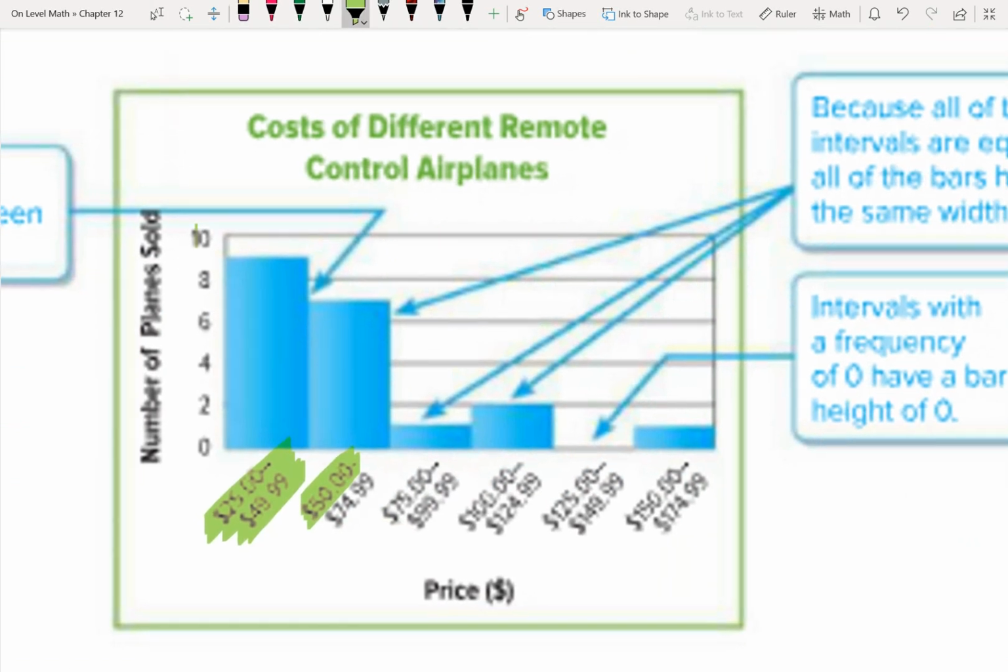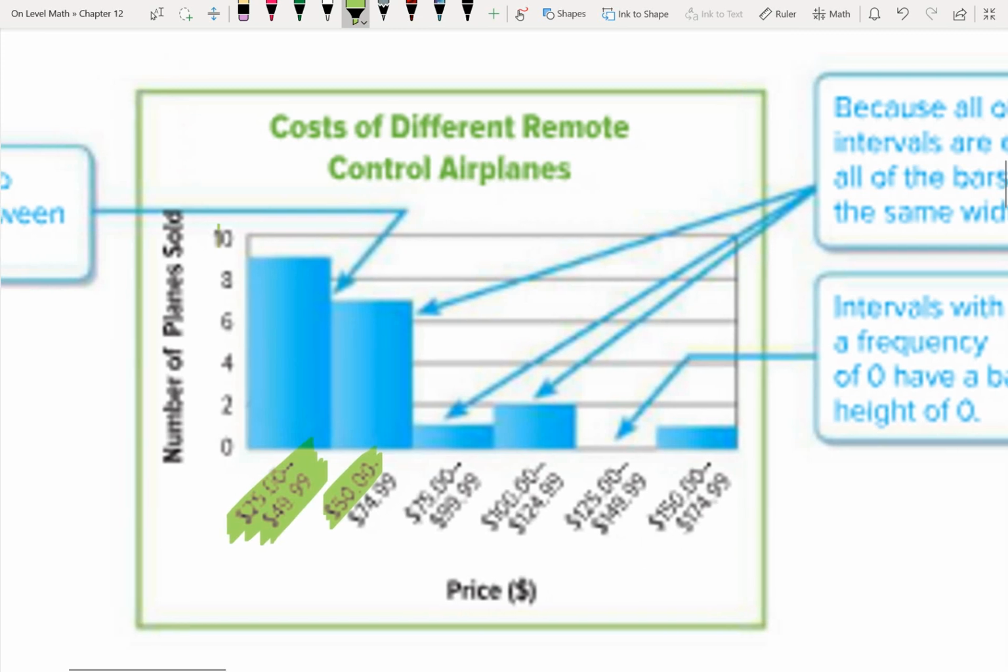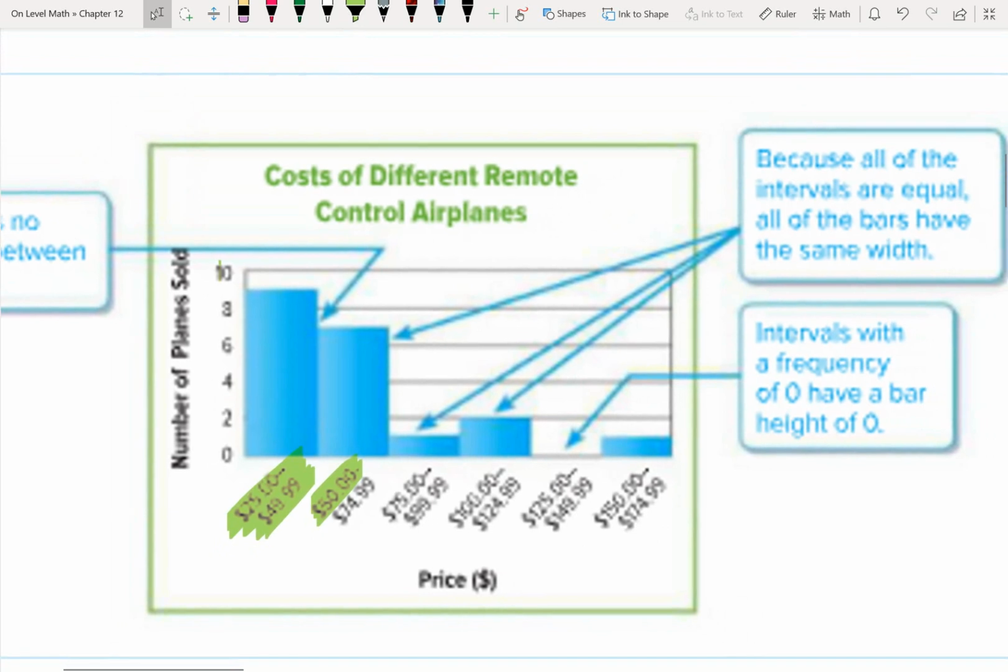Well, 25 to 50 is 25. So 25 to $49.99 is $24.99. And then 50 to $74.99 is $24.99. Each of these represents $24.99. It says intervals with a frequency of 0. Frequency just means number of. So if there were no planes sold between $125 and $149.99, well then there's not going to be a bar there, right? It's just going to be blank.